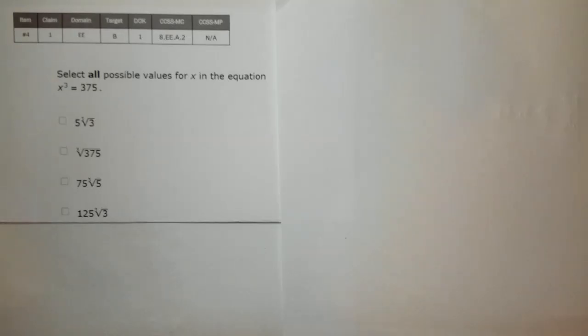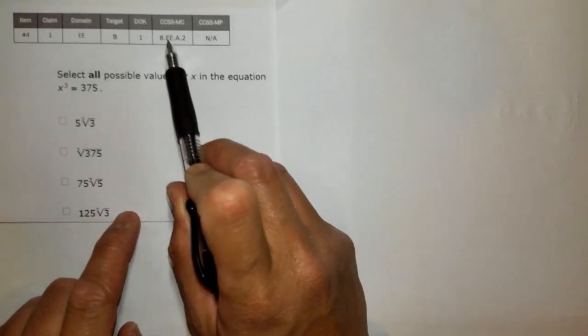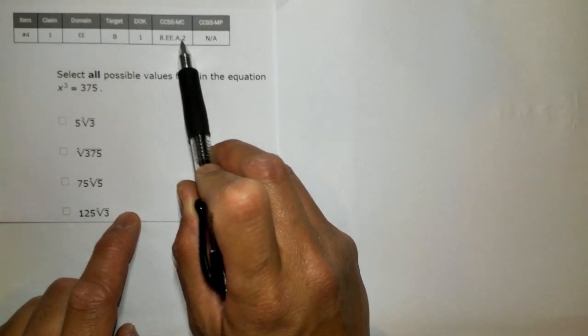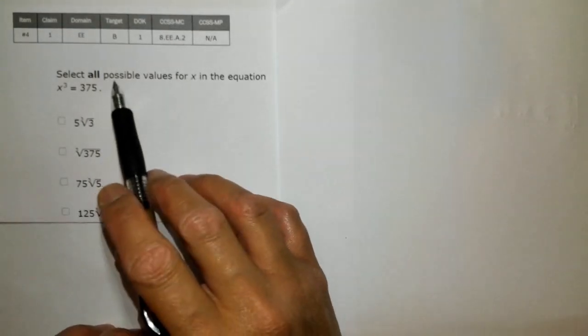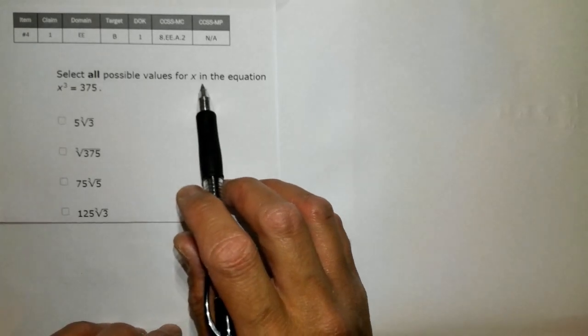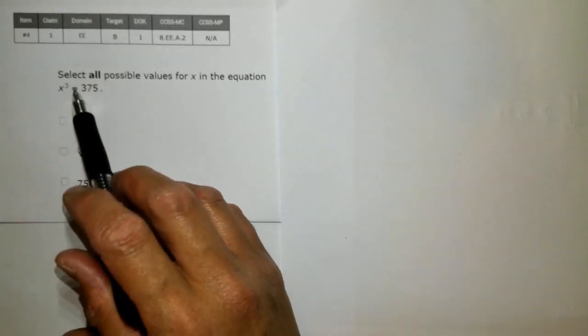Practice test number 4, Math Standard. 8.EE.A.2. Select all possible values for x in the equation x raised to 3 is equal to 375.